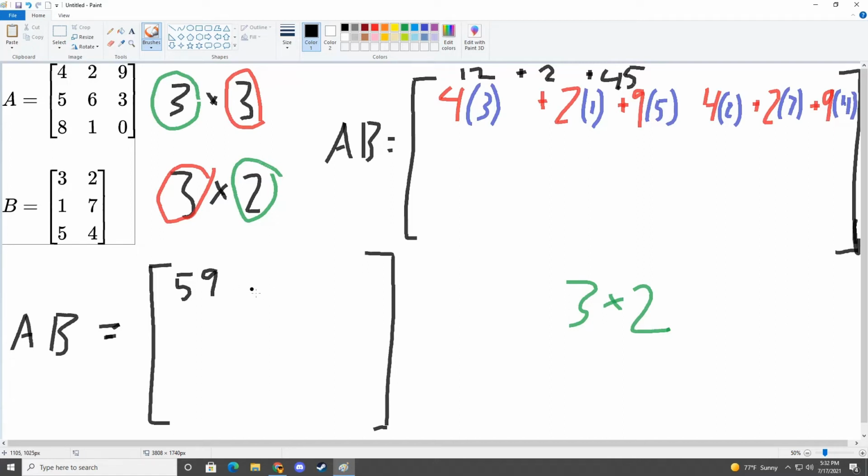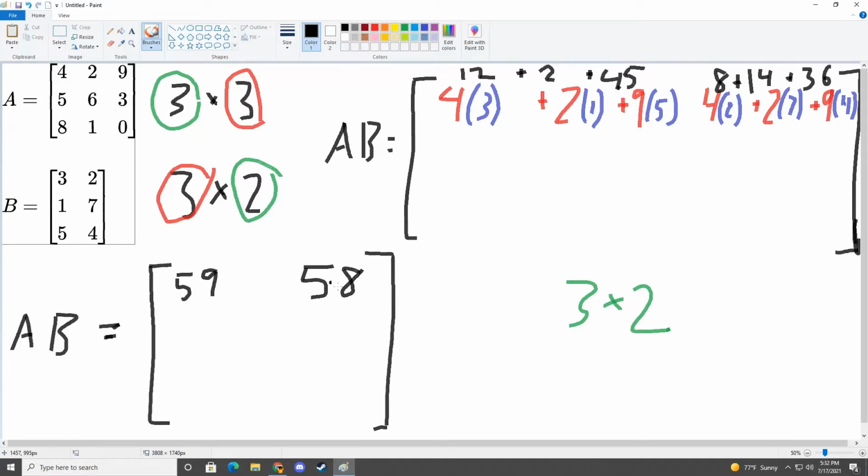And so for our first row, we have the value 59, and now we're going to solve for the second value in the first row. 4 times 2, that's 8, plus 7 times 2, which is 14, and then plus 9 times 4, that's going to give us 36. Alright, so adding this together, 14 plus 36 equals 50. 50 plus 8 equals 58. And that's our second value.